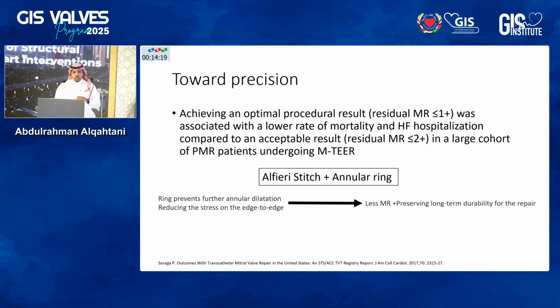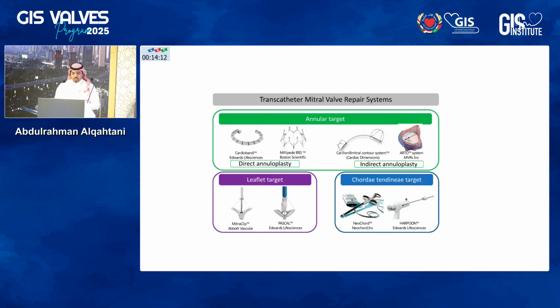So, we are currently introducing the Alfieri stitch-like approach, which is the clip. So how about the ring in order to give the same result? There are annular-targeted annuloplasty interventions. They are not very well adopted, but they are there. They're available, either direct or indirect. And maybe in the future we will see an adoption of those annuloplasty approaches in order to limit the dilatation of the LV and prevent further deterioration in those cases.